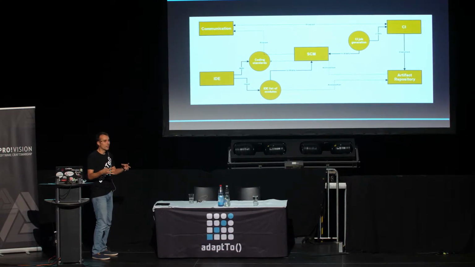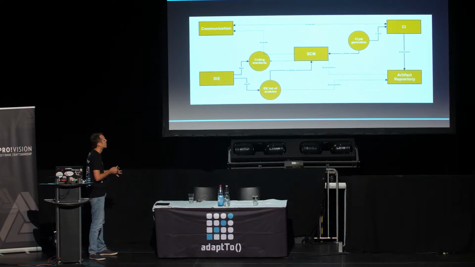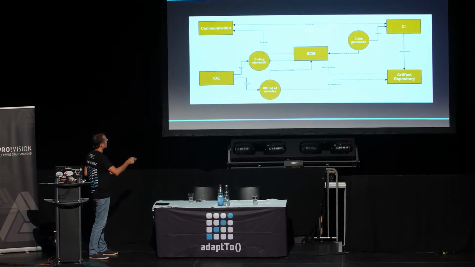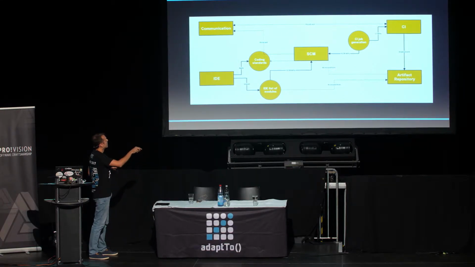You will need to find the glue that links them together. So you can use the SCM APIs and the CI APIs, the continuous integration APIs, and automate your job creation. Your coding standards can be applied by the IDE and retrieved from the artifact repository. You can build a list of modules using the SCM APIs and then import them into IDEs.